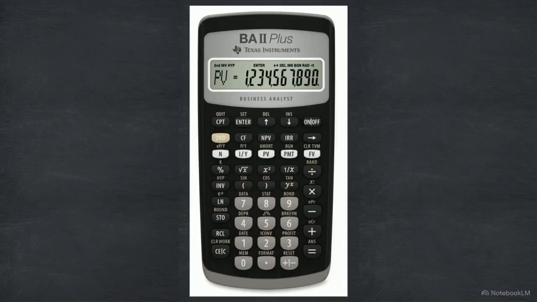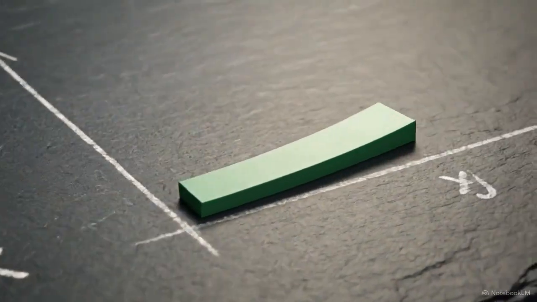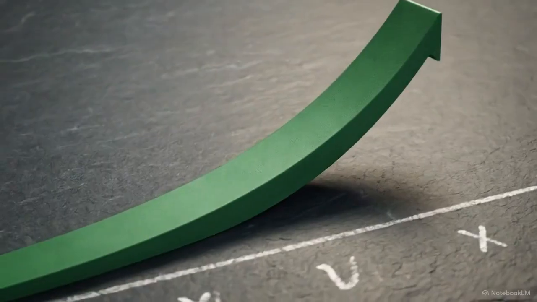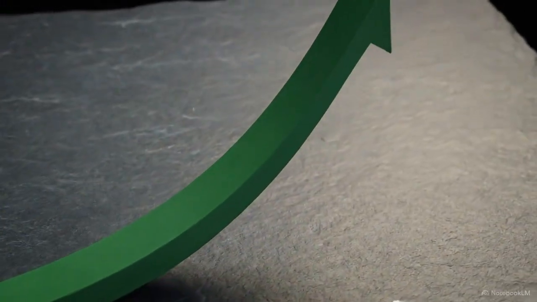Executing this on professional hardware involves inputting 4 for n, 10 for the interest rate, and negative 1,000 for the present value. The calculator requires the present value to be entered as a negative number to represent a cash outflow, or the initial investment leaving the account. Computing the future value generates the result of $1,464.10, confirming the algebraic derivation. Compounding models the future ceiling of a current investment by leveraging the mechanics of exponential growth over a set timeline.